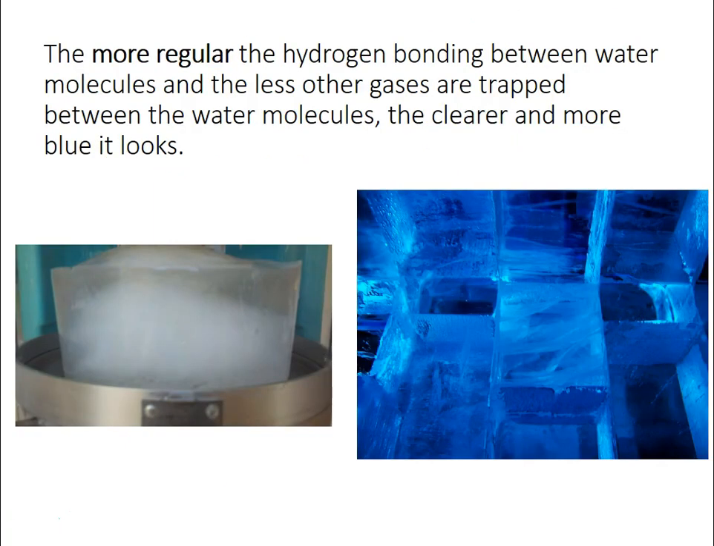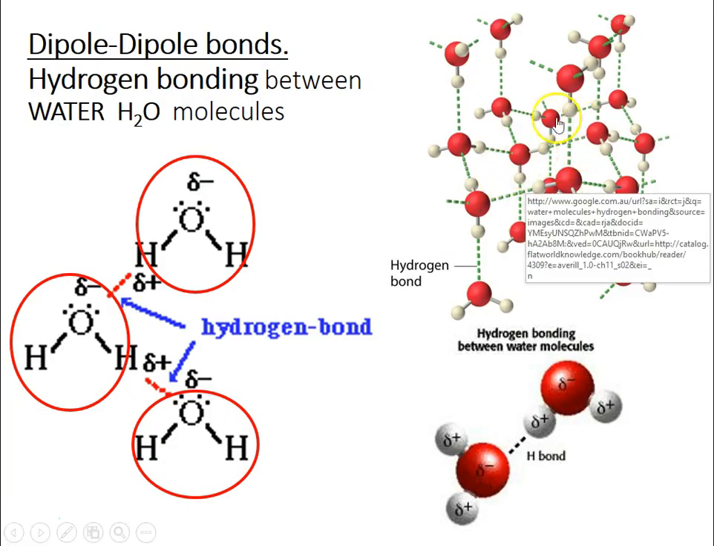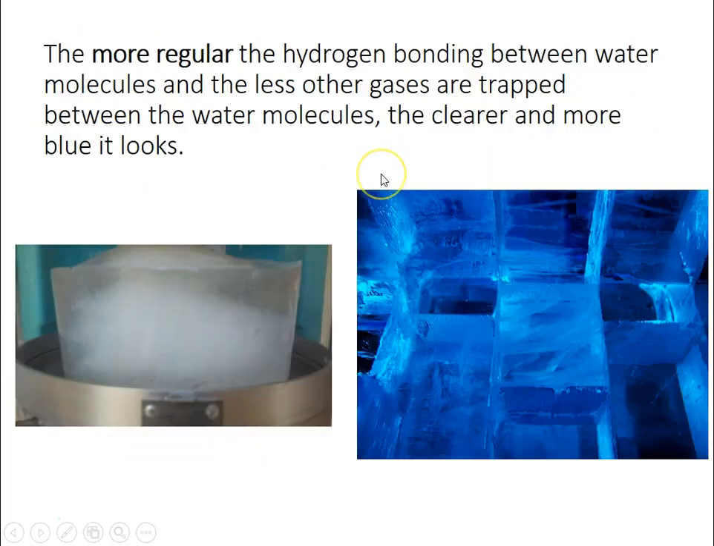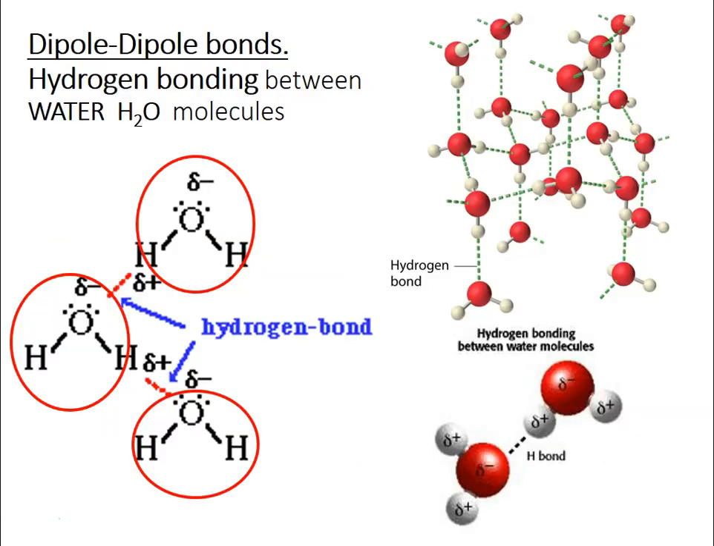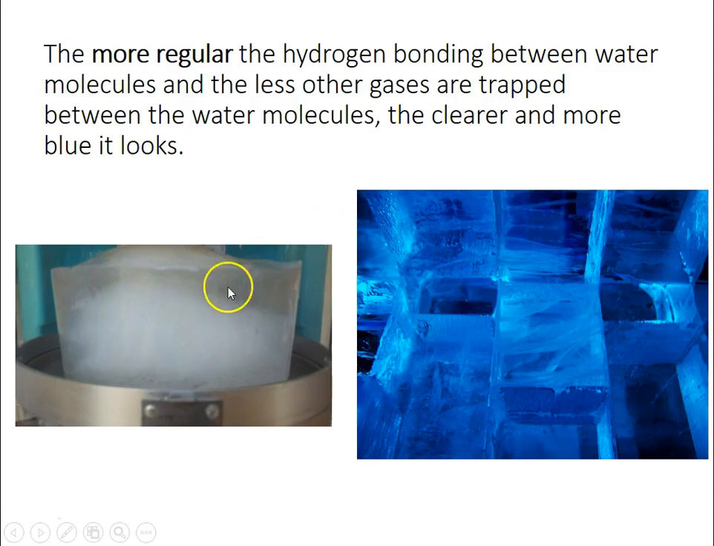Alright, the more regular the hydrogen bond between the water molecules, so the more even, so these ones, if you turn them and make them regular, then your water, if they're held together as a solid, becomes really clear. If they're irregular, if it's sort of all over the place, there's a bond there and then there's not another one and it's kind of all a bit messy, then your water, your ice, is a bit cloudy.